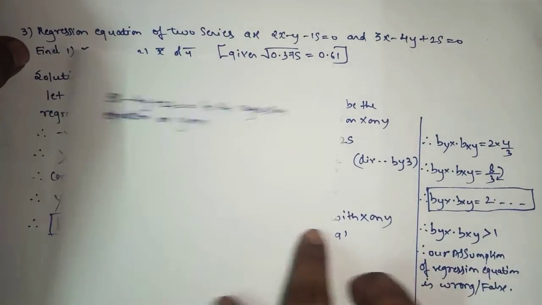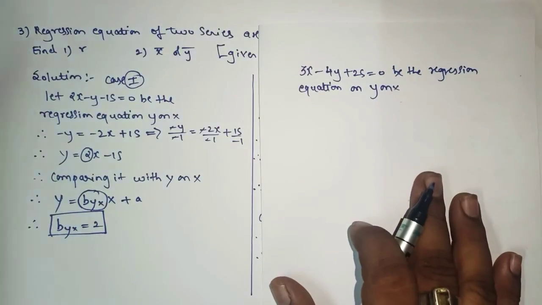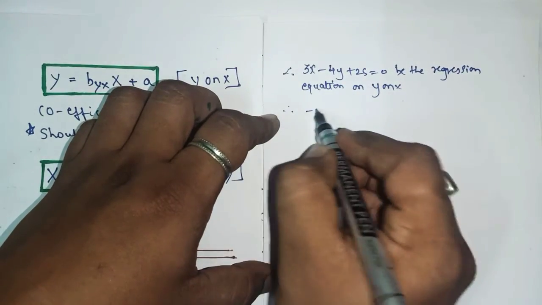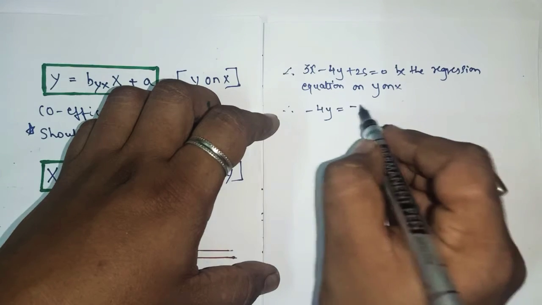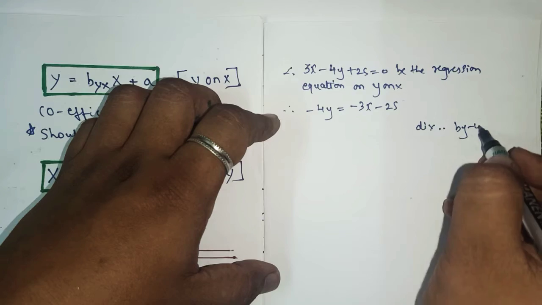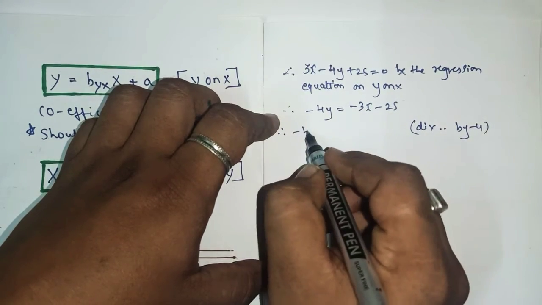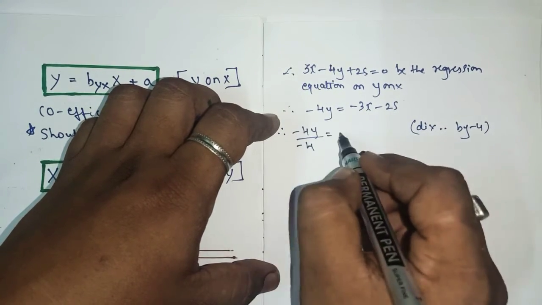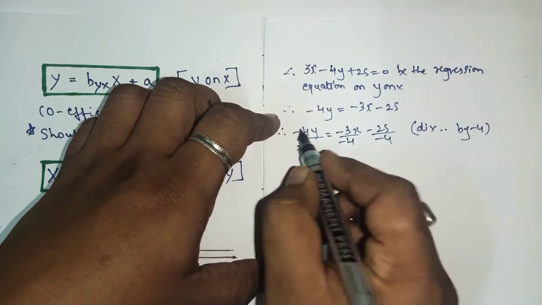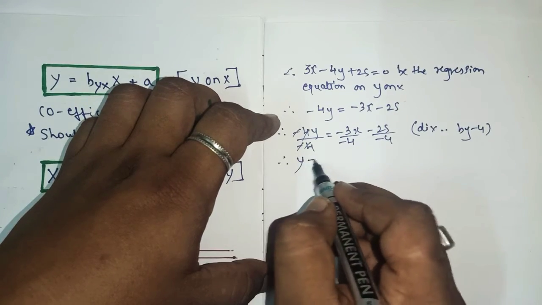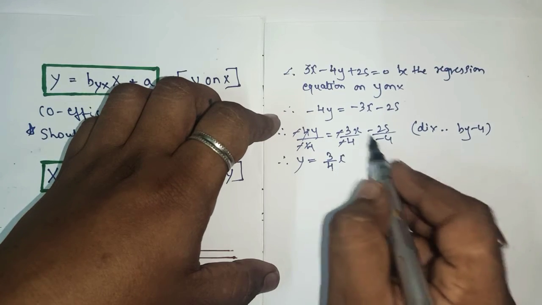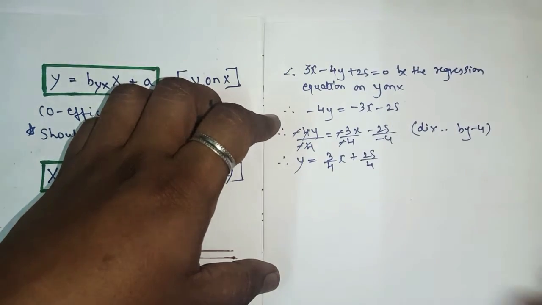So for y on x, we'll keep y on the left hand side and x and number on the right hand side. So now here we'll divide throughout by minus 4 to make the coefficient of y as 1. Okay, so this minus minus gets cancelled, 4 also, and we are left with y. So 3 upon 4x plus 25 upon 4.